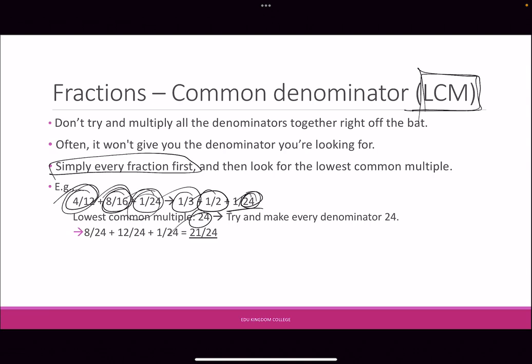If it was 1/3, 1 on 2, and then a quarter, then 12 would have been your lowest common multiple. So we want to make every denominator 24 here, but to do that we need to multiply top and bottom, otherwise it's going to become unbalanced. So for 1/3, we multiply top and bottom by 8, which gives you this. Multiply top and bottom by 12 for the half, which gives you this, and then leave the last one as is. So when you add them all up, it's going to be 21 over 24.